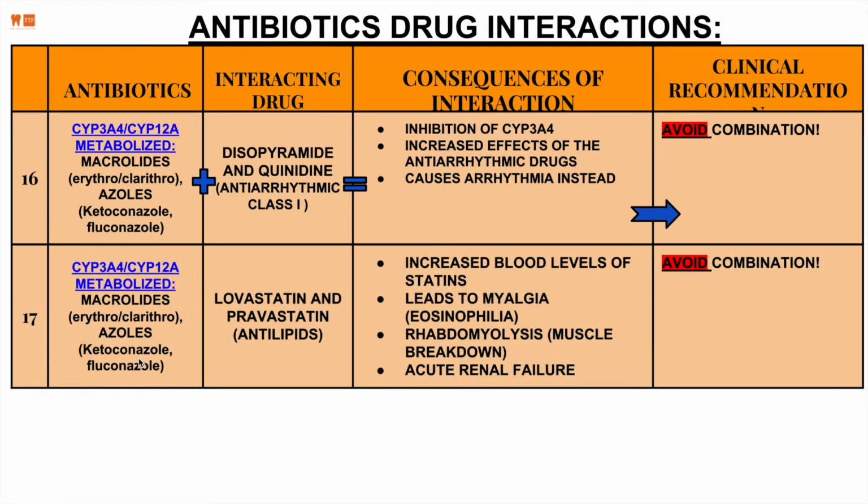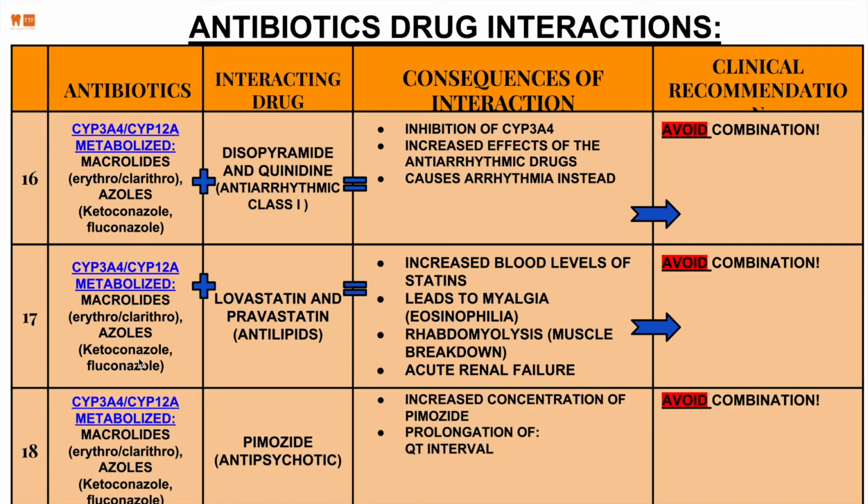Drug number 17, same category, mixed with the statins, which are antilipids. Again, they will have increased blood levels of statins because we have inhibited the liver enzymes. This leads to myalgia, and specifically a muscle breakdown known as rhabdomyolysis. Remember, lysis is the breakdown of muscles or breakdown of anything associated with the word lysis. And acute renal failure, again, because there are high levels in the blood, it's not clearing the body, leading to acute renal failure. So let's avoid the combination.